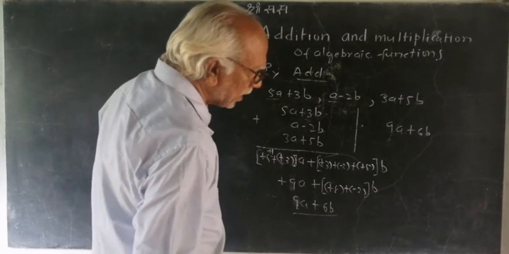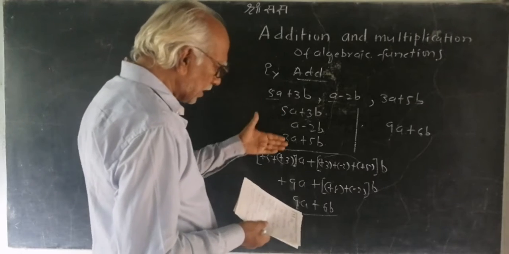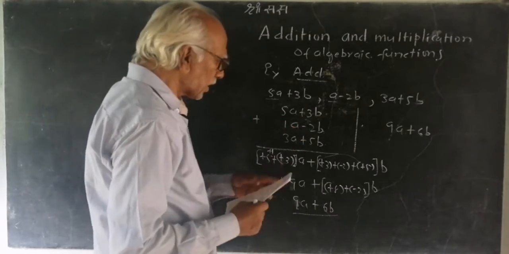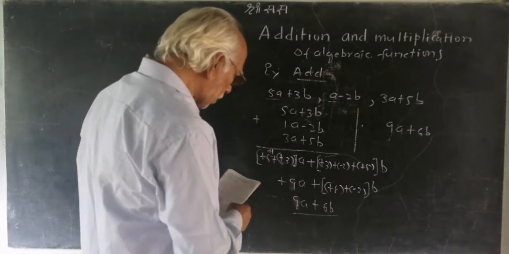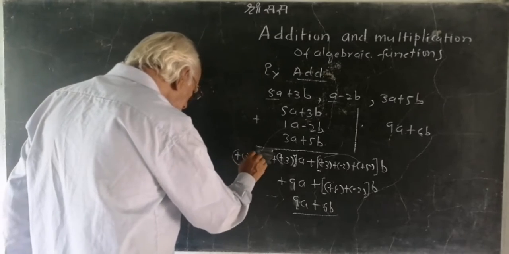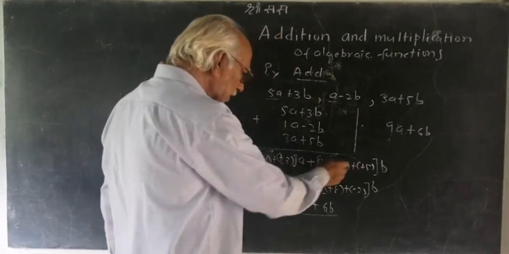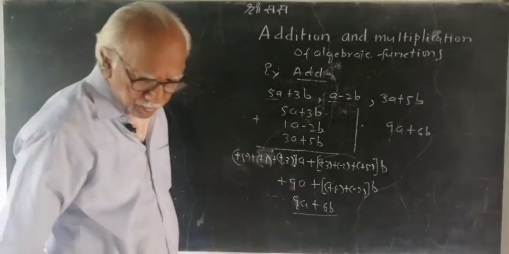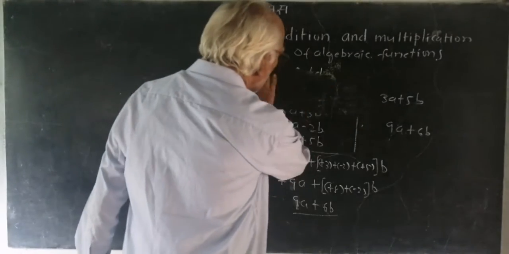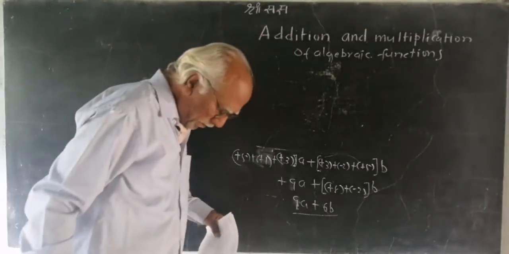So the answer is 9a plus 6b, where here we will be writing directly, and with respect to the mathematical convention, if a is written, it is taken as 1. So it will be plus 5, then plus 1, and then plus 3, and this is like that. So this is the addition of monomials. Now we can take one more example.